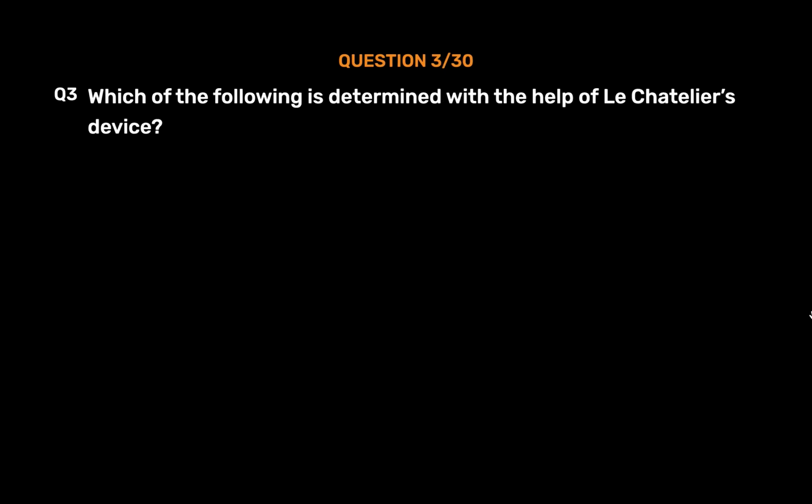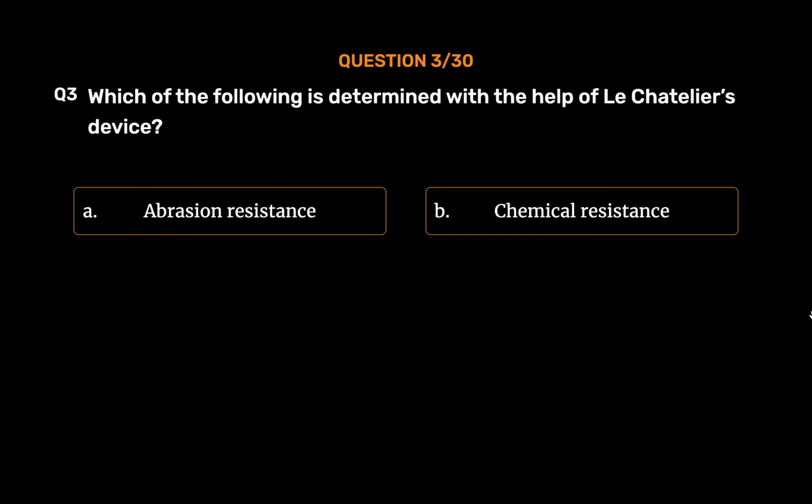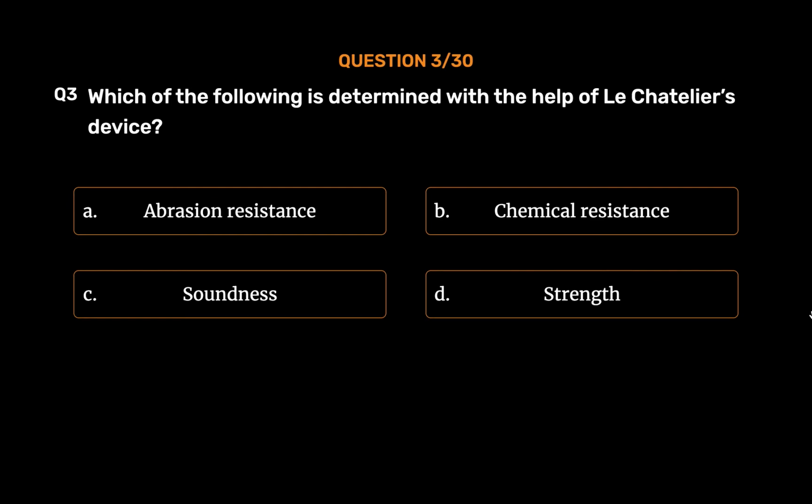Question number 3. Which of the following is determined with the help of Le Chatelier's device? Option A, abrasion resistance. Option B, chemical resistance. Option C, soundness. Option D, strength. The correct answer is Option C, soundness.